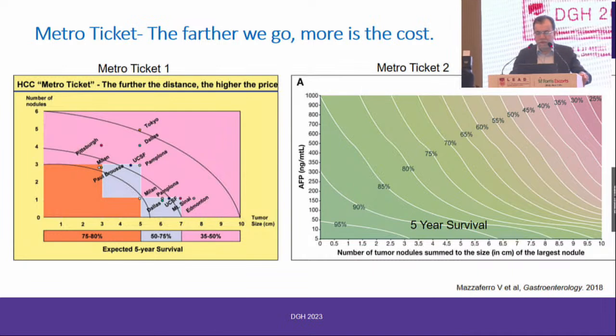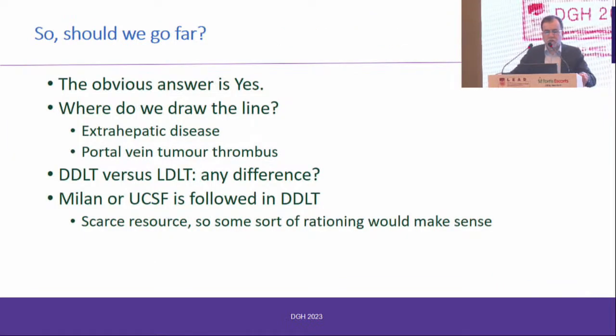So, for example, if you stay with a limited number of patients with small cancers, you have better survival. As you kept expanding, your survival would go down, the so-called Metro Ticket concept. So the first part of the question is, how far should we go? The obvious answer is yes. Then the next part is, where do we draw the line?